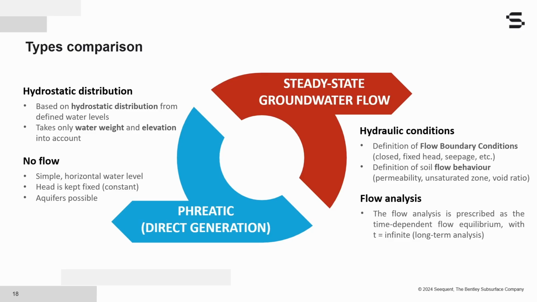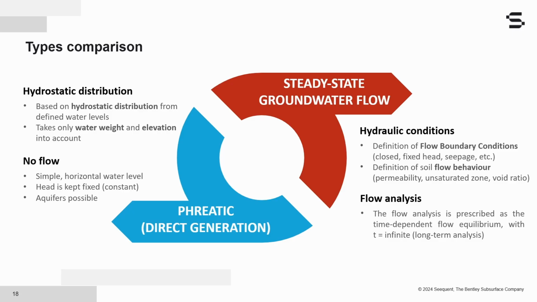And to sum up those two methods, in short, the phreatic pore pressure calculation type generates directly the steady-state pore pressures from the phreatic level and from the cluster-related conditions. The position of the phreatic level determines the distribution of the pore pressures based on the hydrostatic distribution, and the head is kept as fixed, so it is constant.